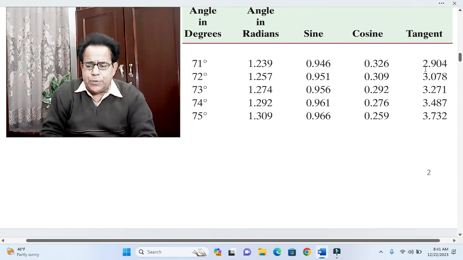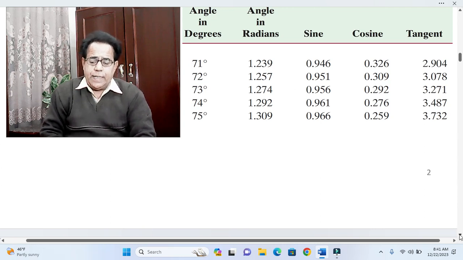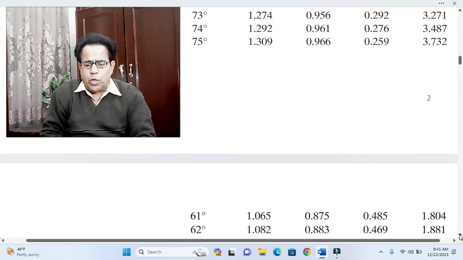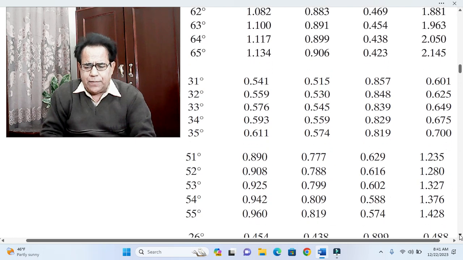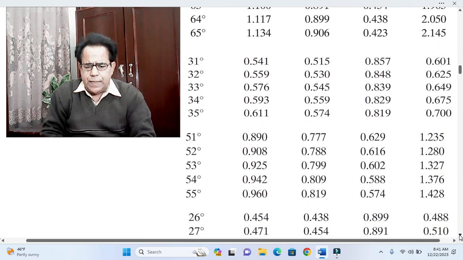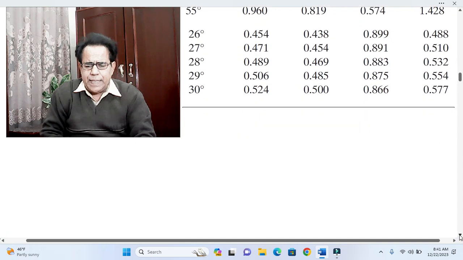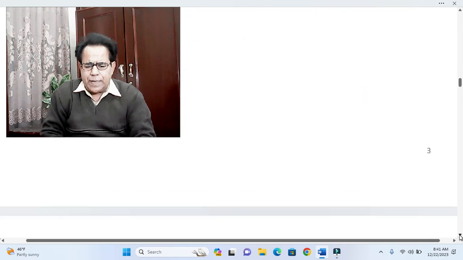71 degree is 2.904, while 72 is 3.078. Okay, it means 72 is the closest value. That is why tangent inverse has been taken as 72 degree, because here both x and y are positive and the first quadrant is relevant, and we do not need to make any adjustment in that value.